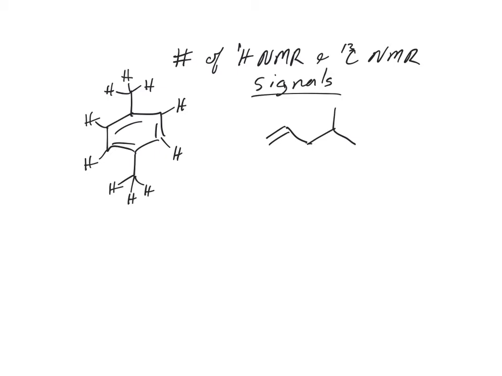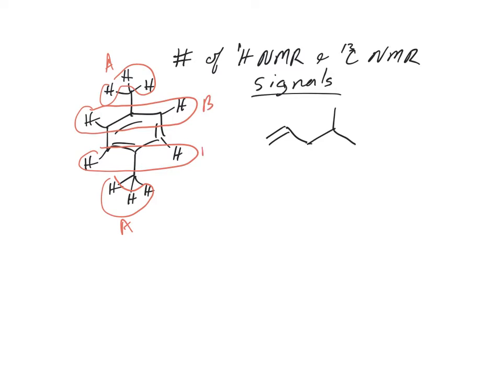So how many different types of hydrogens does it have? Yep, I would say 1. These are the same, so we label these A. These would be the same. Actually, these are all the same. It only has 2 types of hydrogen, not 3.